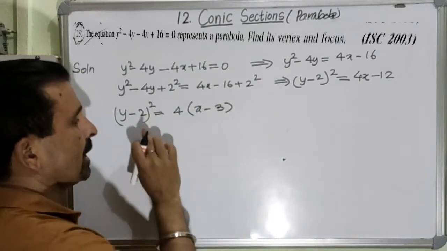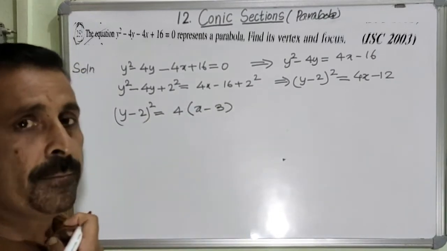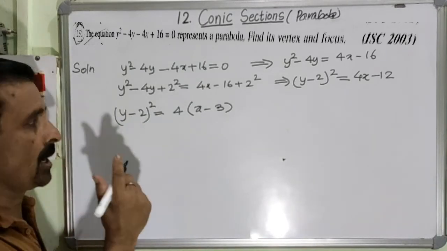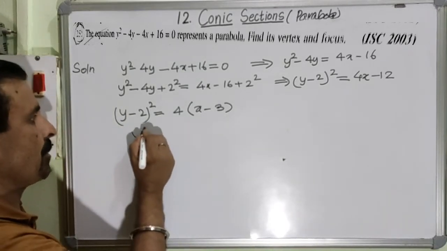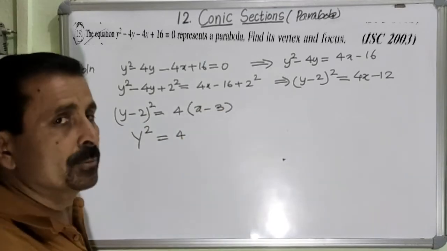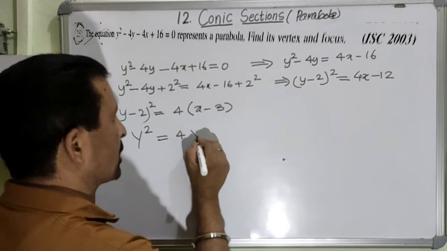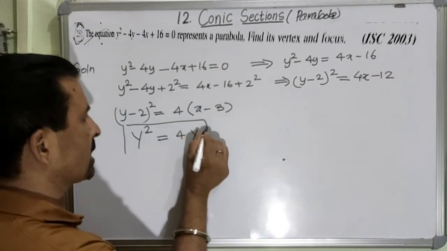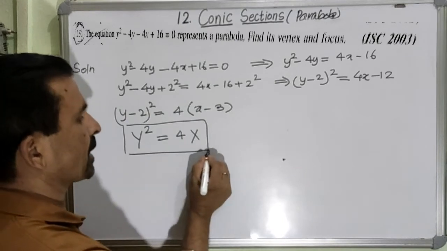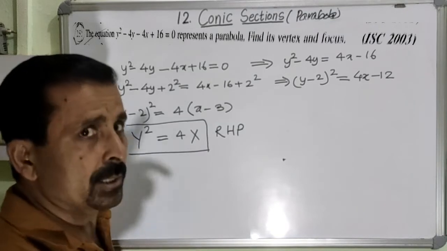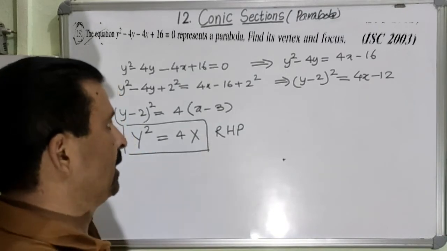Now from here, we got this equation in the form of vertex form. Now if we assume this y minus 2 as capital Y, then this will become Y square is equal to 4, and this x minus 3 we will assume as equal to capital X, so this will become equal to capital X. Now when you see this equation, you will realize that this is the equation of right hand parabola. You can again look at the table. Table is very important for you to keep always in front.